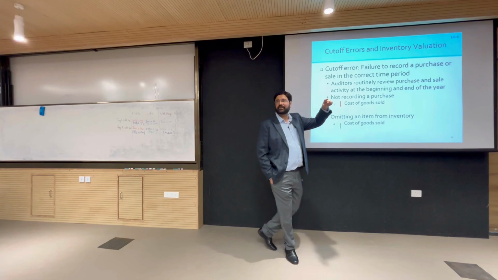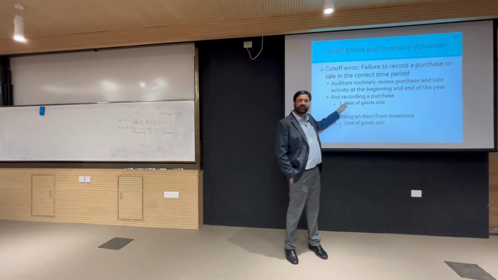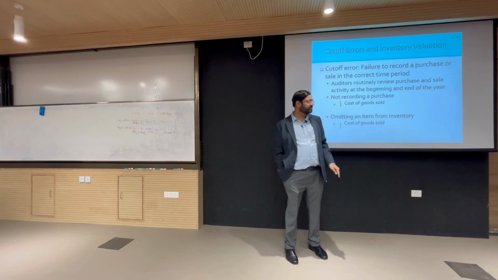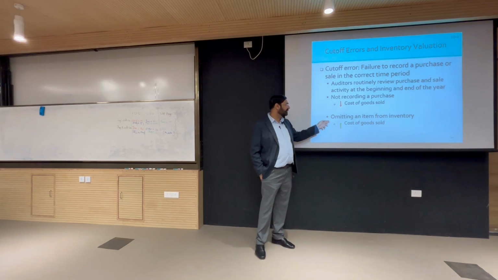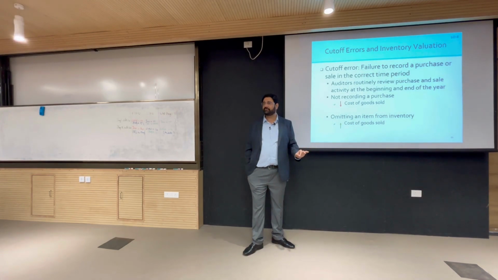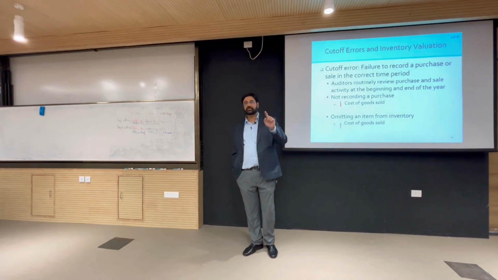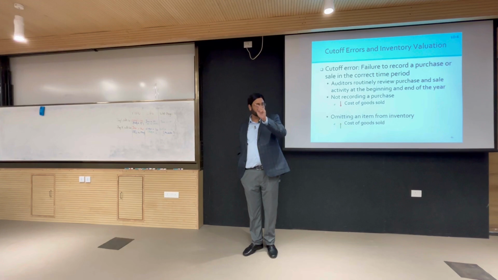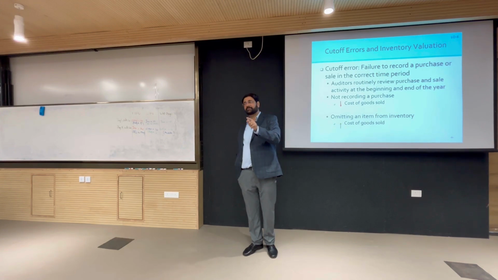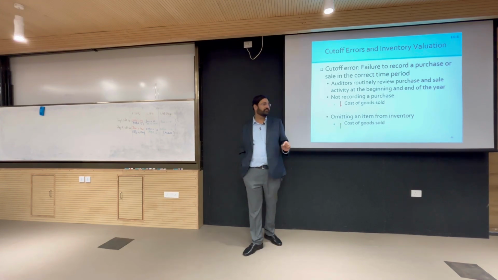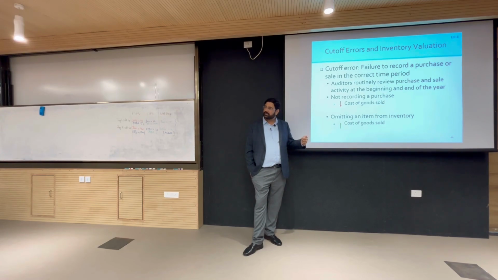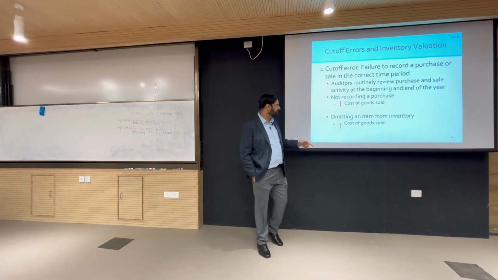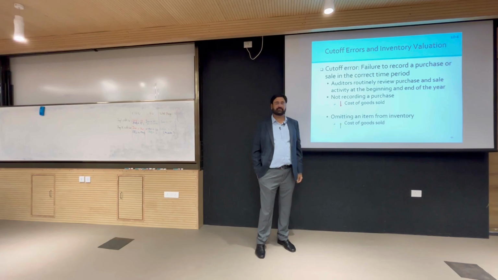If purchase is not taken, you fail to include something in purchase, cost of goods sold will go down, and omitting an item from inventory will have the reverse effect, right? Because the closing stock has gone down. Opening stock plus purchase minus closing stock is cost of goods sold. So when you omit an item from the inventory, it is omitted from closing stock, so the value of the closing stock is low. So that means the cost of goods sold is high. Next.